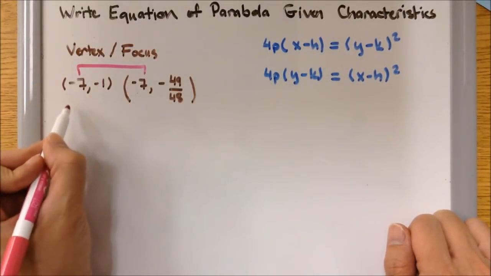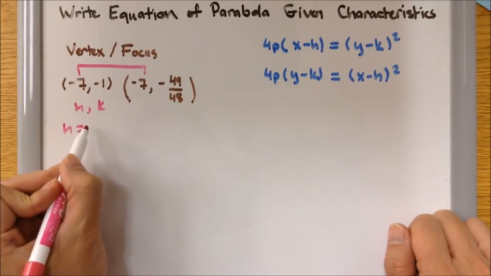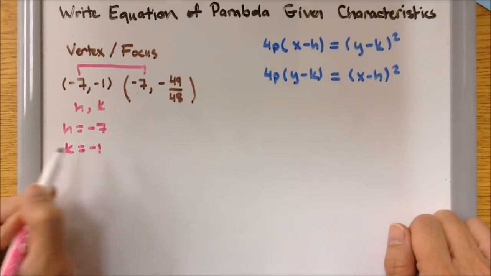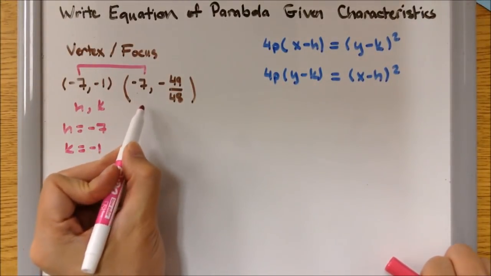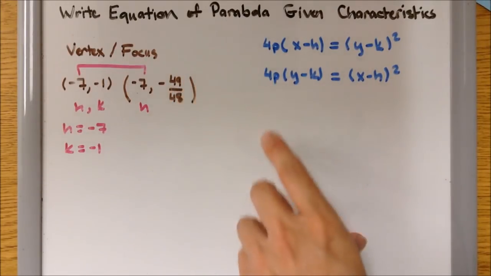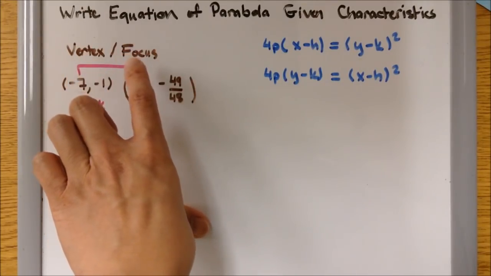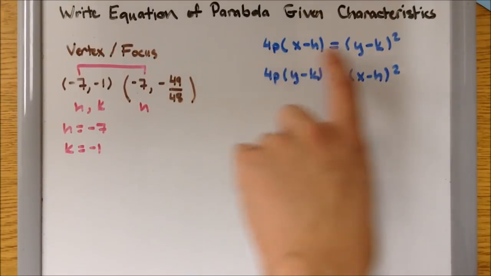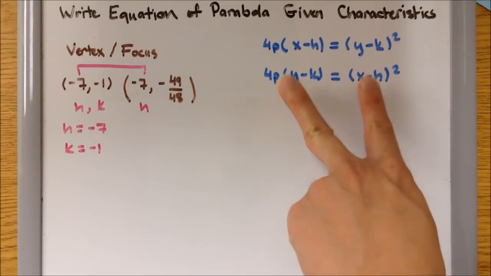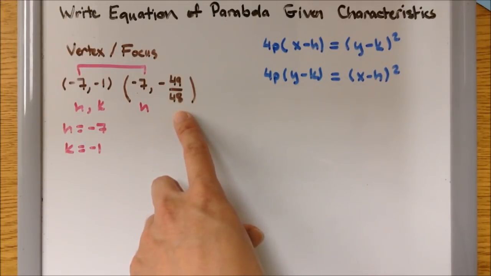My vertex for this one is (h, k). So my h value is negative 7. My k value is negative 1. So therefore this is my h value. Now for the equation of the parabola, where the h value is the same between, I emphasize between vertex and focus, it is the equation where the square is on the x, the one where it opens up and down.